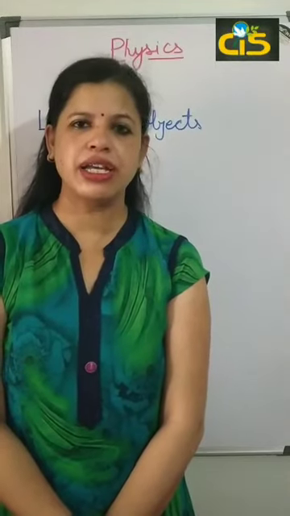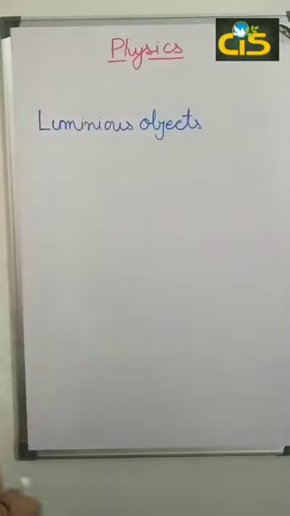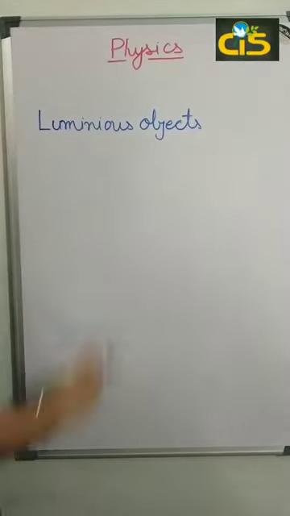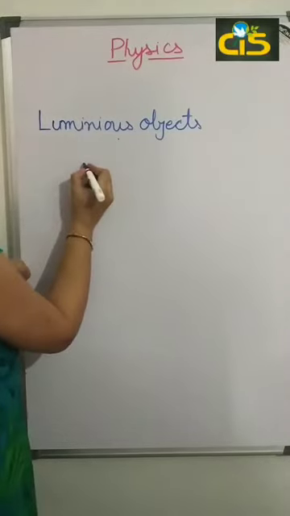Everyone, today I will explain luminous and non-luminous objects. Just see here. What is the meaning of luminous object? Luminous objects are those objects which emit light by themselves.